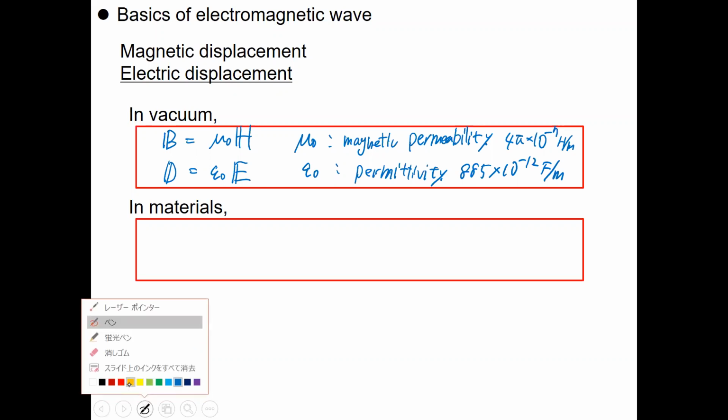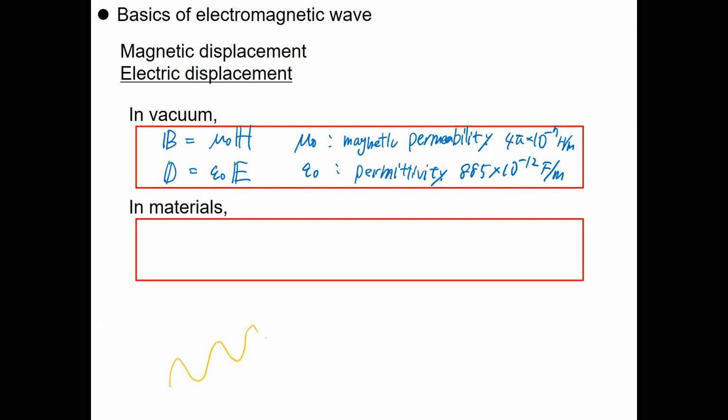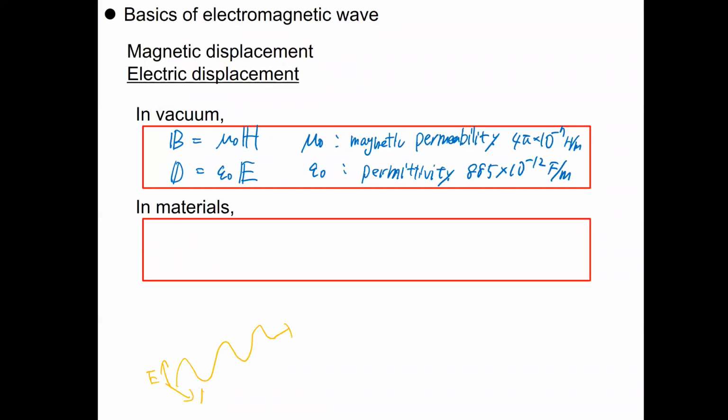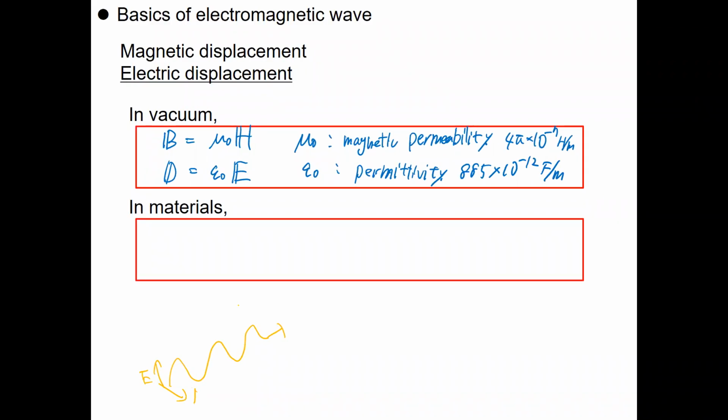So what that means is, if you have light propagating with an E field and an H field in the vacuum, there is a magnetic field and electric field proportional to H and E induced in the vacuum, which corresponds to B or D.